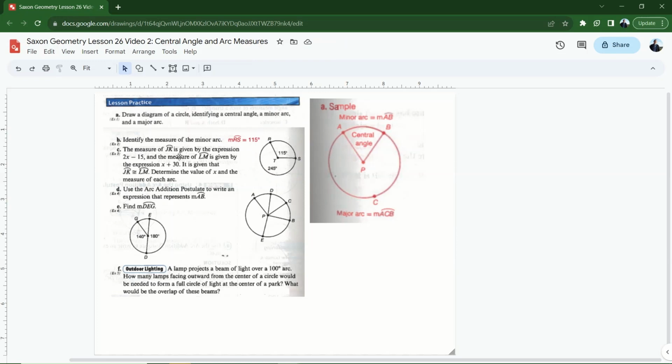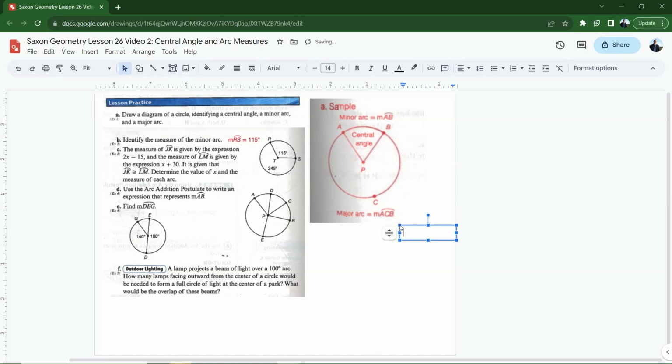The measure of arc JK is given by the expression 2x minus 15. And the measure of arc LM is given by the expression x plus 30. It is given that arc JK is congruent to arc LM. Determine the value of x and the measure of each arc. Okay, because I know that these arcs are congruent, what I can do is solve a problem setting those equal to each other. So it's just going to be 2x minus 15 equals x plus 30. And then I'm going to subtract x from both sides.